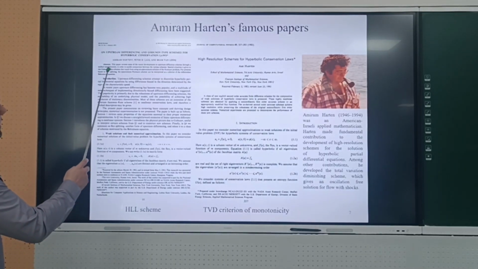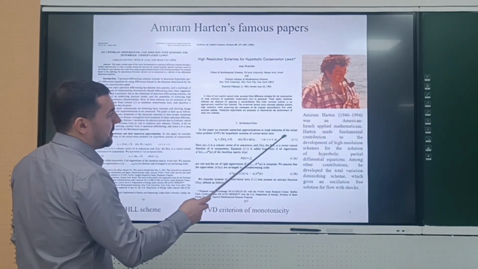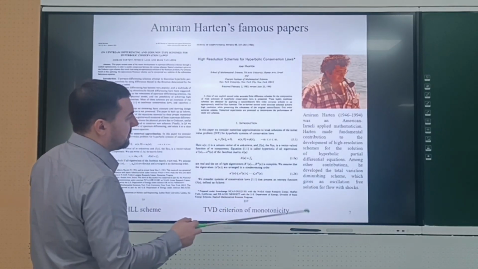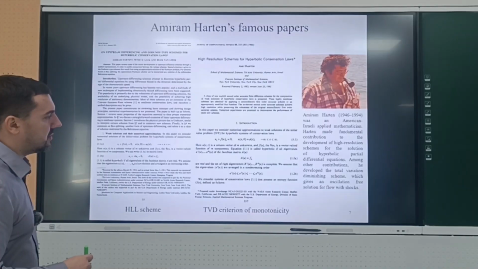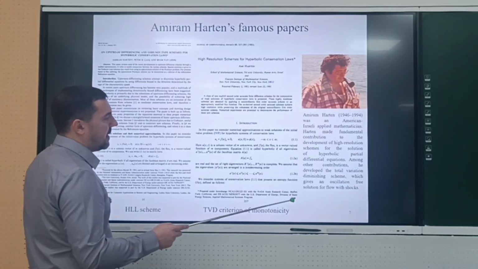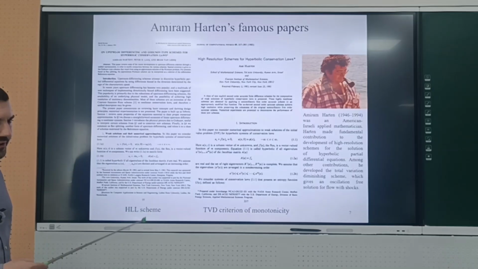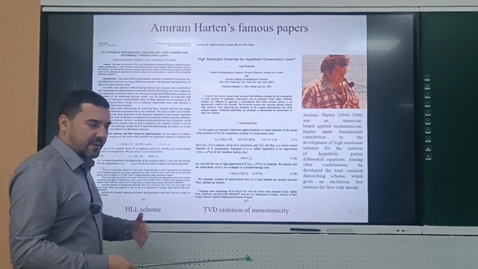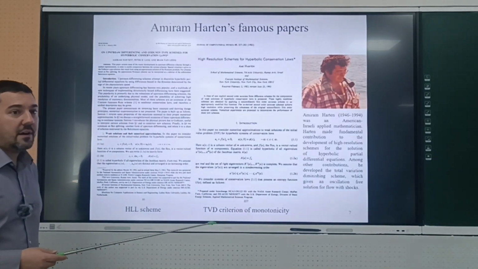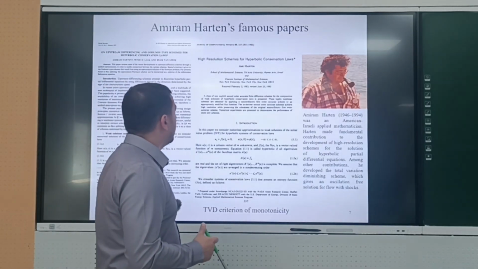The first author, Amiram Harten, was an American and Israeli applied mathematician, and he made fundamental contributions to the development of high-resolution schemes for the solution of hyperbolic partial differential equations. Among other contributions, he developed the total variation diminishing (TVD) scheme, which gives an oscillation-free solution for flow with shocks. So you can see that this science is very young, right? The fundamental results in this field were obtained just 30, 40 years ago.